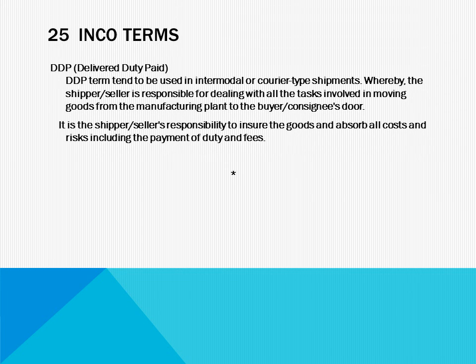DDP, Delivered Duty Paid. DDP terms tend to be used in intermodal or courier type shipments, whereby the shipper or seller is responsible for dealing with all the tasks involved in moving the goods from the manufacturing plant to the buyer or consignee's door. It is the shipper or seller's responsibility to insure the goods and absorb all costs and risks, including the payment of duty and fees.